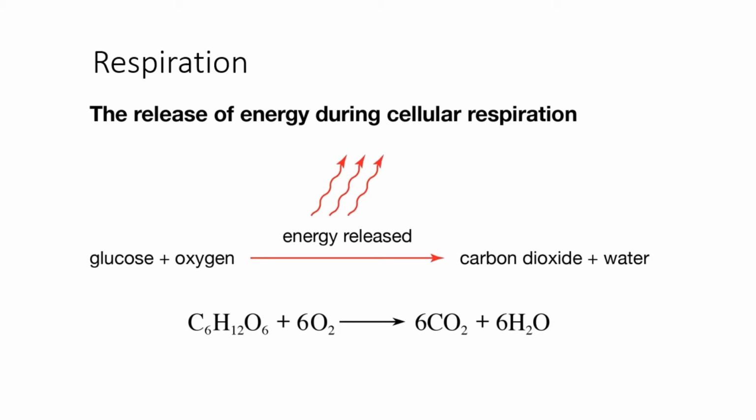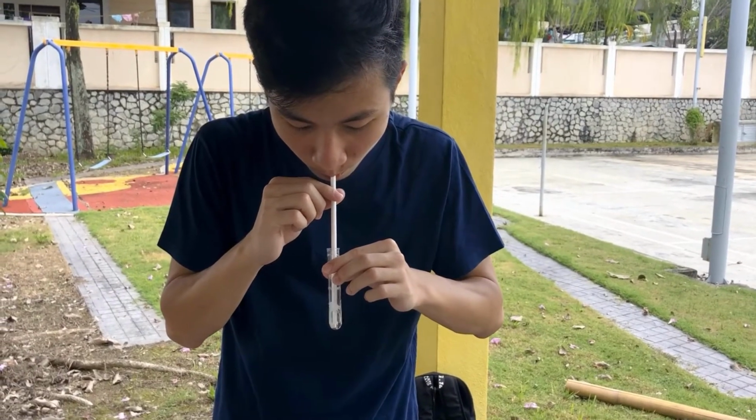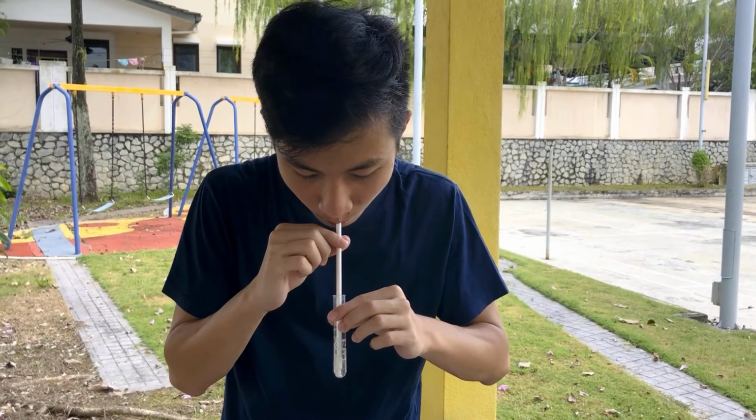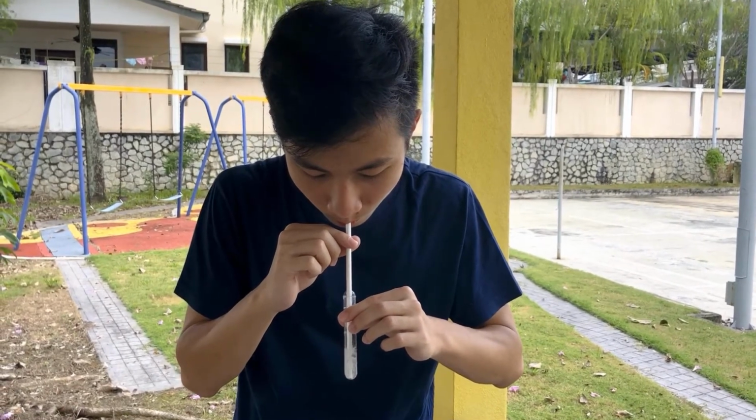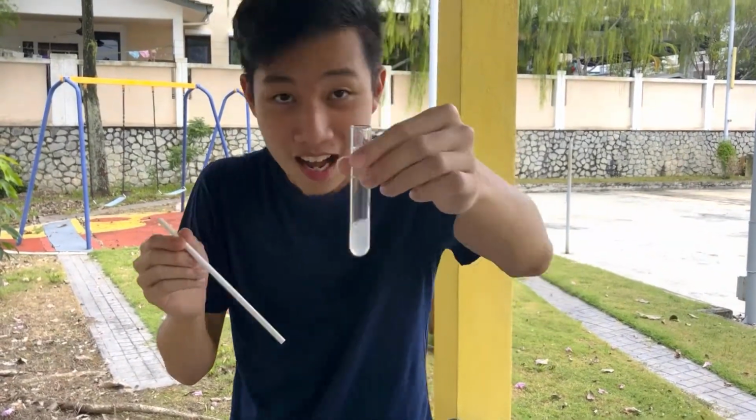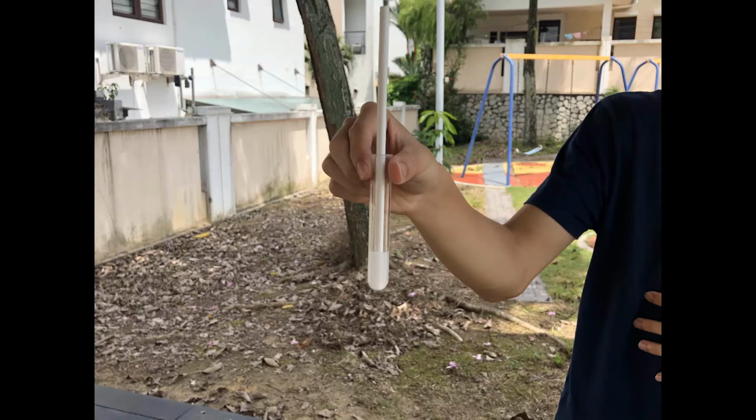Now, we're going to show you an experiment to test for carbon dioxide in respiration. Firstly, blow through a straw into a test tube of lime water. If carbon dioxide is present, the lime water will turn milky, as seen by Jonathan over here.